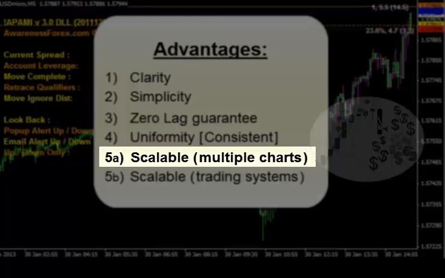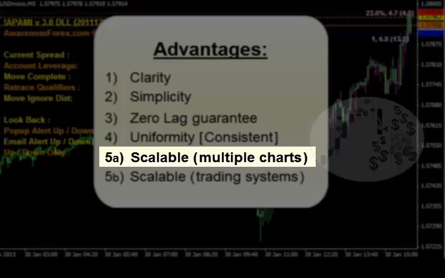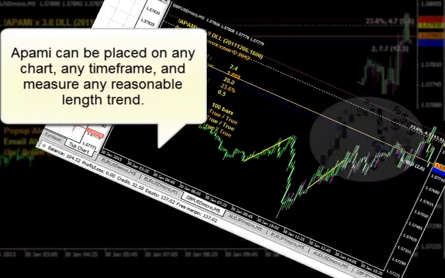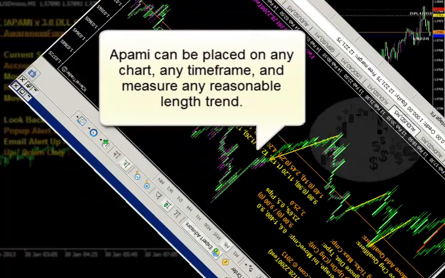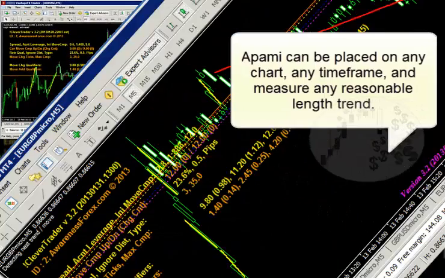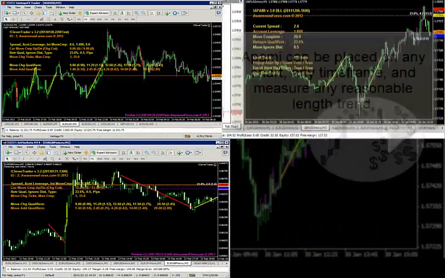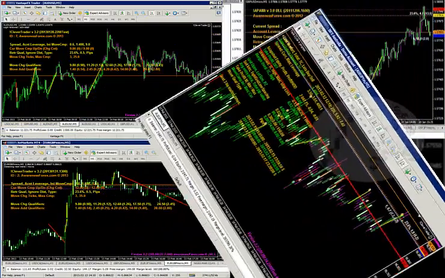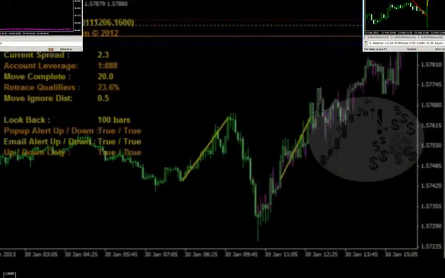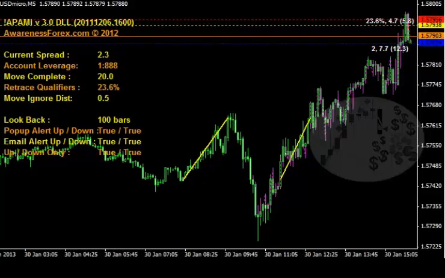So now let's talk about scalability, being able to put APAMI on multiple charts. APAMI tends to be light on resources. It uses only a modest amount of RAM and CPU processing power. So it can be placed on any time frame, any chart, and measure any reasonable length trend. You could even measure different distances on the same currency pair. For example, you can measure longer term trends like 150 or 200 pips in one setting, and in a different setting you can measure like 30 pips, 40 pips.